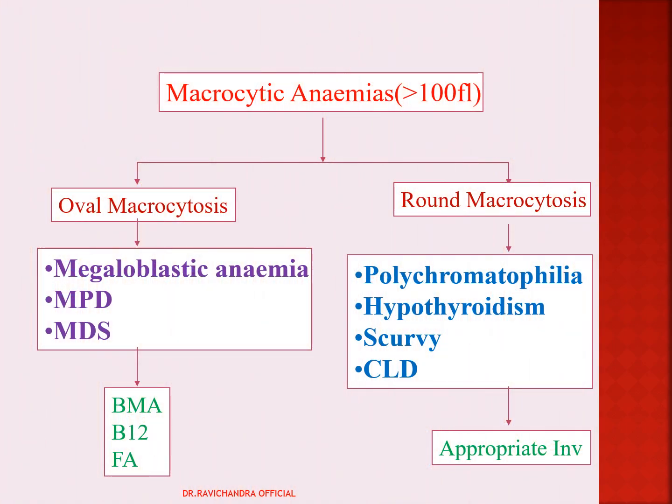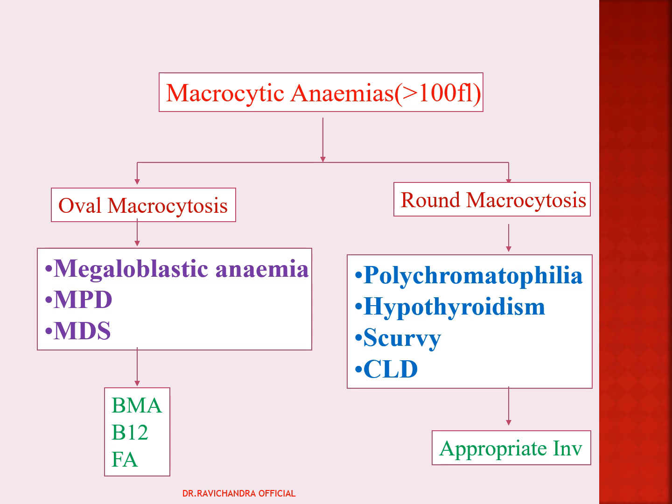Macrocytic anemia, as I said earlier, the MCV will be more than 100 femtoliters. If we see oval macrocytes in the peripheral smear, then it is oval macrocytosis. If we see round macrocytes, then it is round macrocytosis. Oval macrocytosis is seen in megaloblastic anemia, myeloproliferative disorders, and myelodysplastic syndromes. With the help of bone marrow aspiration, we can further differentiate these three conditions. And B12 and folic acid deficiency will cause oval macrocytosis.